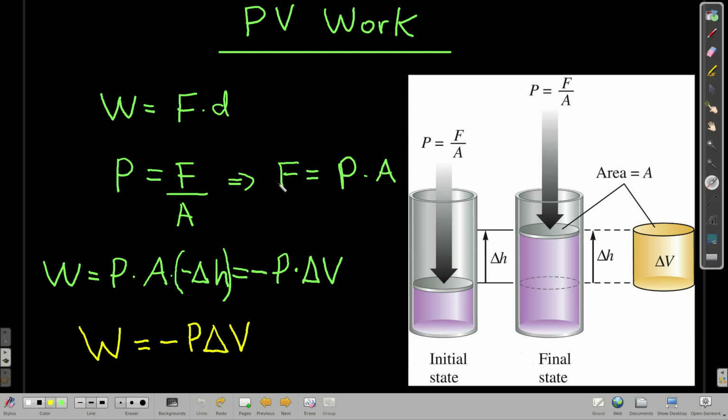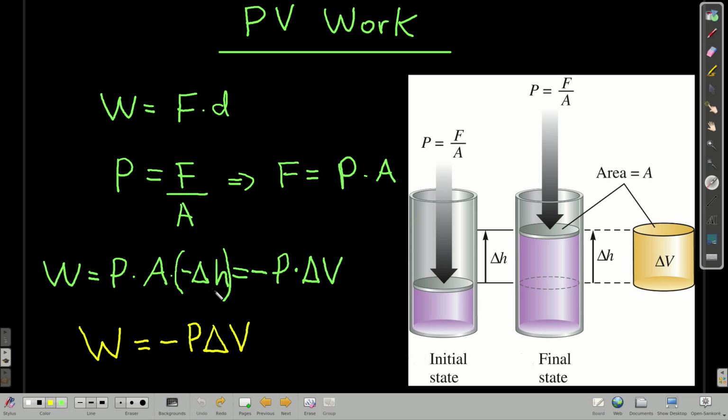Now, the kind of work we're going to deal with here is called PV work, or pressure-volume work. To look at where this comes from, we're going to look at a few definitions. Work, W, is defined as a force applied over a distance. But pressure is a force over an area. So if we rearrange just a little bit, we get force is equal to pressure times area. And if we replace force in this equation with pressure times area, we get work is equal to pressure times area times distance.